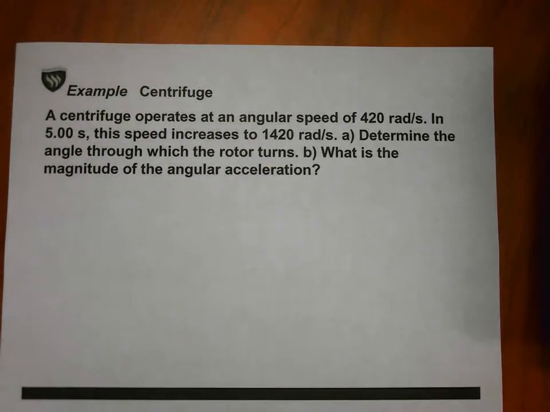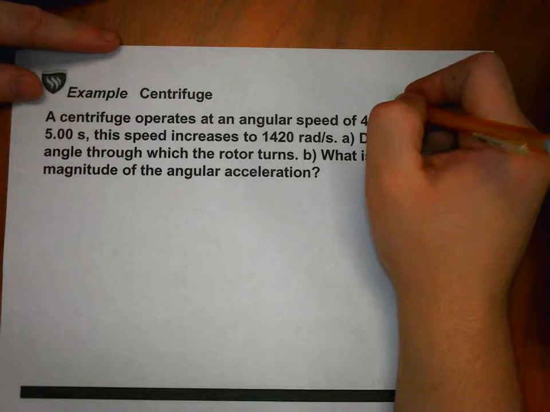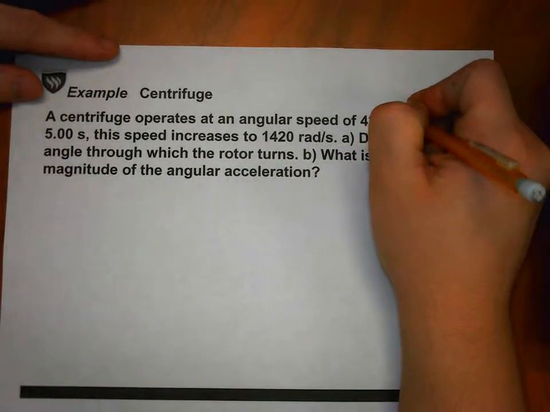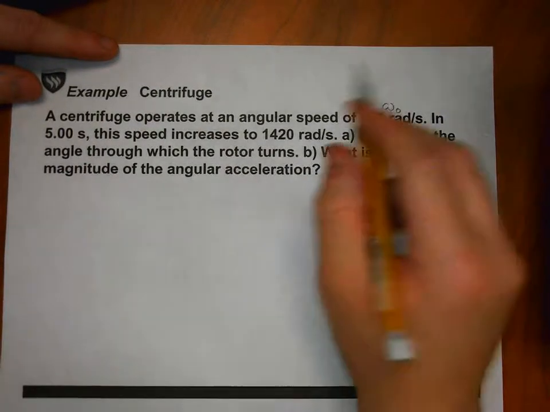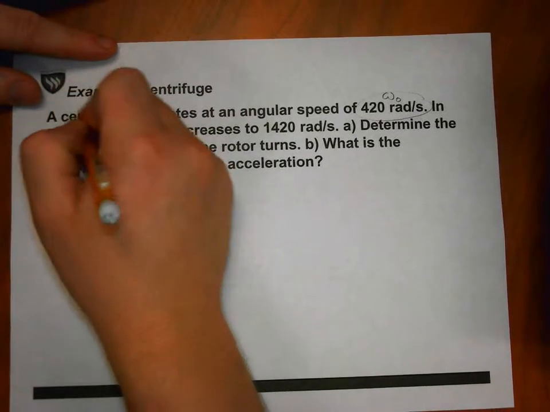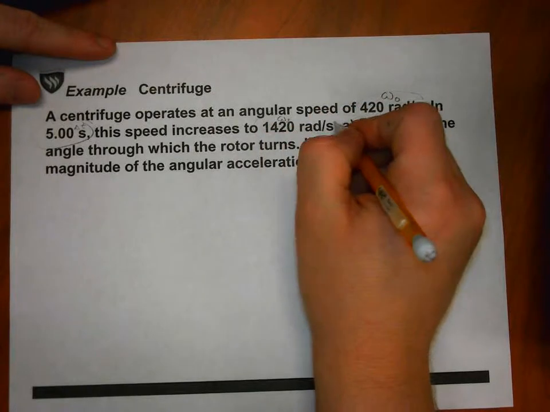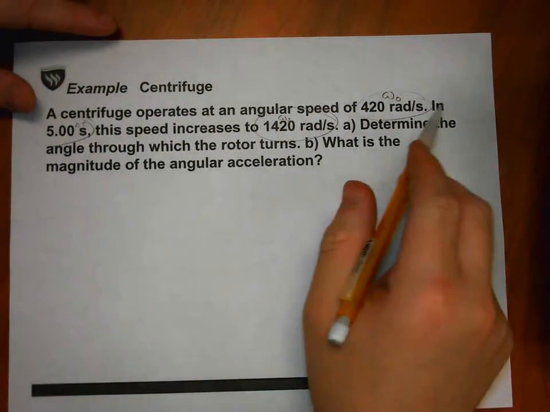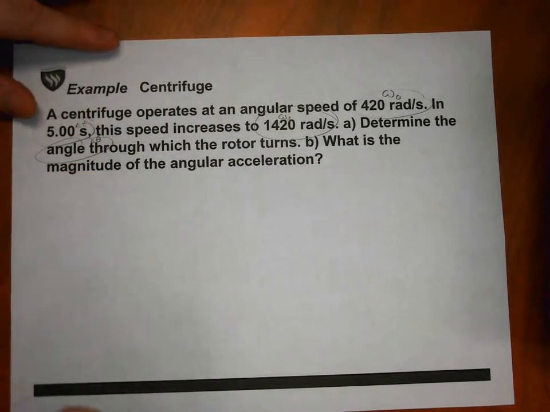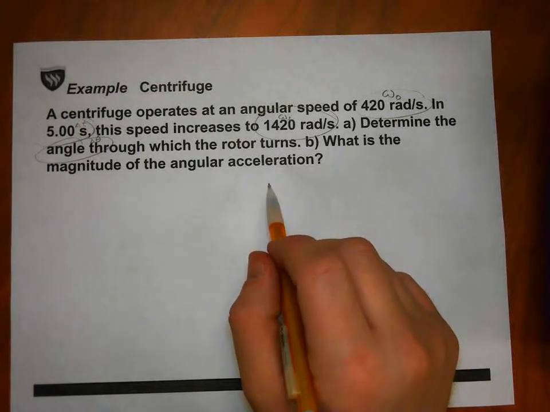Centrifuge. It operates at an angular speed of 420 radians per second. Okay, so we're increasing. So I'm going to call this omega naught. In 5 seconds, that's delta t, this speed increases to the final angular velocity of omega f. Determine the angle, which is delta theta, through which the rotor turns. What is the magnitude of the angular acceleration?